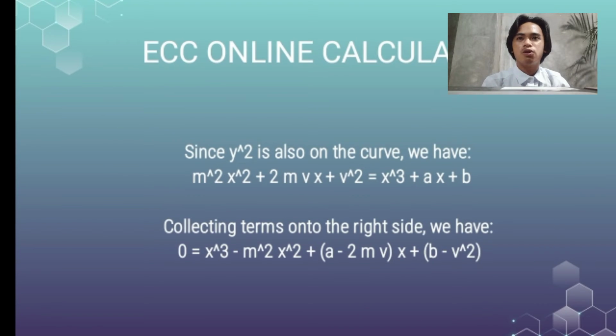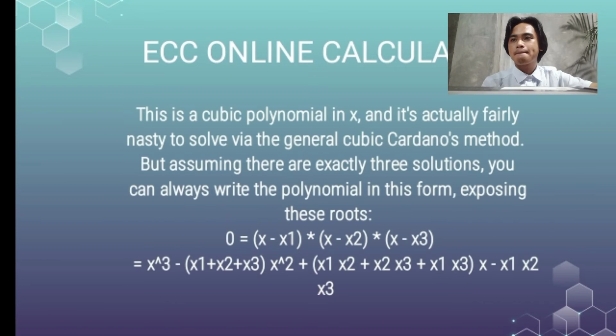Since y squared is also on the curve, we have m squared x squared plus 2mvx plus v squared equals x cubed plus ax plus b. Collecting terms into the right side, we have 0 equals x cubed minus m squared x squared plus (a minus 2mv)x plus b minus v squared. This is a cubic polynomial in x, and it is fairly nasty to solve via the general cubic Cardano's method. But assuming there are exactly 3 solutions, you can always write the polynomial in this form, exposing these roots.